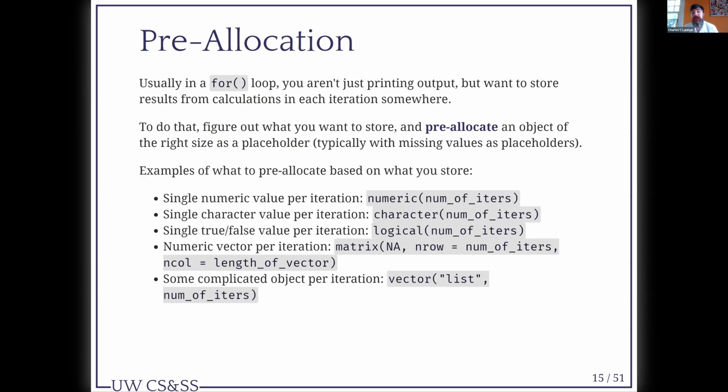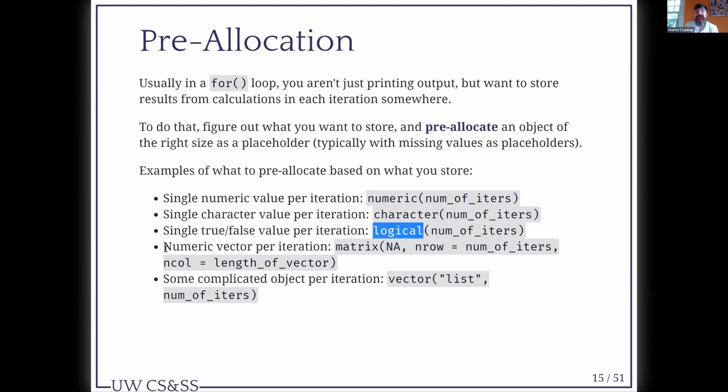Some examples of things you might want to pre-allocate, based on what you're going to store in the loop. If every iteration produces one numeric value, that is a single element, you might create a numeric vector of length equal to the number of iterations. If you have a loop that's going to run 10 times, and for each iteration it gets the mean of a variable, you need a length 10 vector to store those means. If you were going to generate a single character value per iteration, you'd want a character vector of length equal to the number of iterations. If you're going to do true-false values, you'd want a logical vector to store it in.